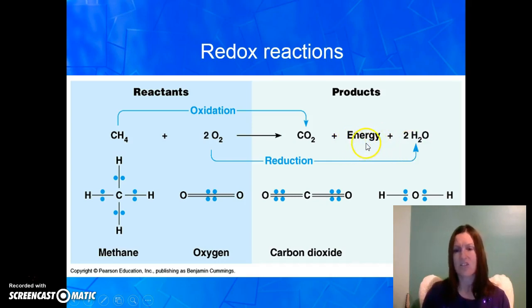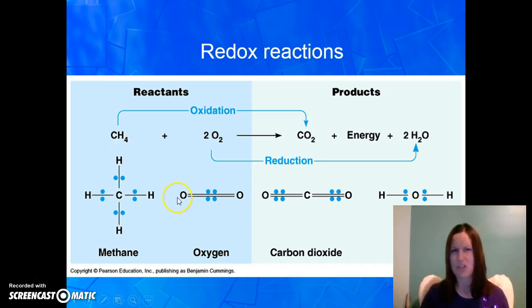So where did this energy come from? Well, it came from the breakup of the CH4. When that methane became oxidized, that is when energy was released, because we went from a state of high potential energy to a state of lower potential energy, and therefore we get an exothermic reaction. Now, what does this mean?